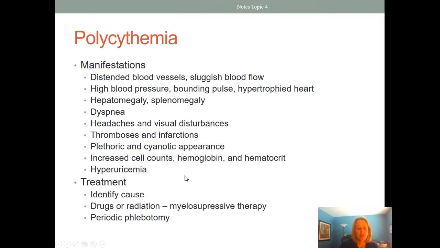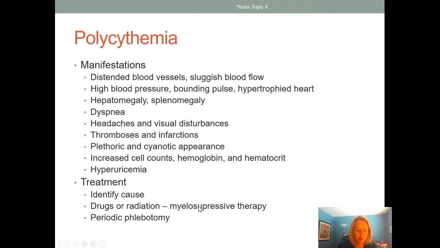Treatment is going to be aimed at identifying the cause, maybe drugs or radiation to suppress the bone marrow. And here's where that leech therapy actually may have been helpful. We can give periodic phlebotomy. We can remove some of the blood from the patient.